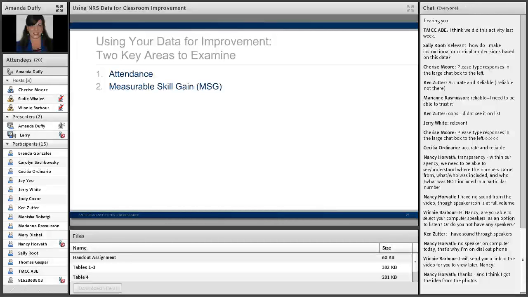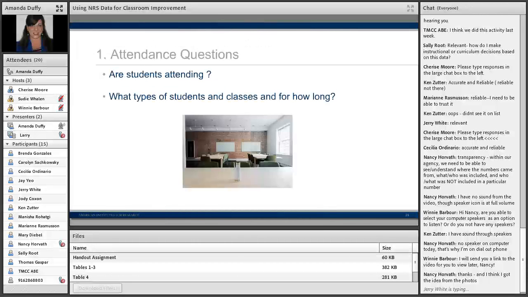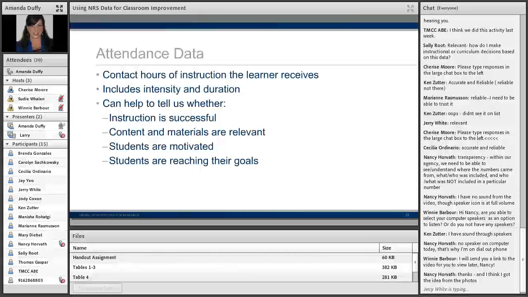So using your data for improvement, there's really two key areas to examine when we're thinking about classroom data, and that's attendance and measurable skill gains. So are students attending? What types of students and classes, and for how long? So what types of students are attending? What is the topic of your class? And for how long are they persisting? Attendance data can be helpful when you're thinking about contact hours of instruction that the learner receives. You're going to get the intensity and duration of each student's experience, and it can help classroom teachers figure out whether instruction is successful, if content and materials were relevant, if students are motivated, and if students are reaching their goals.